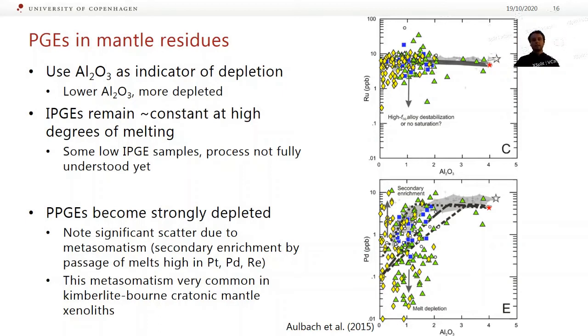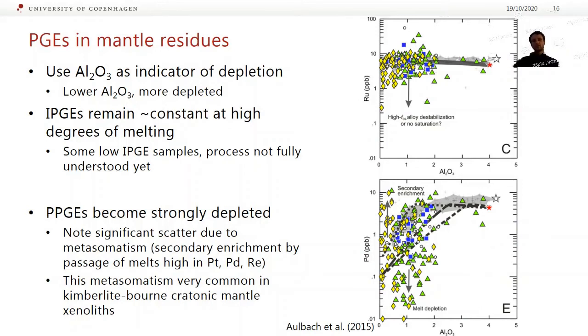But the ruthenium is compatible, and it's not really going anywhere. So the ruthenium content in highly depleted samples with low aluminium is actually pretty similar to enriched samples with high aluminium. There are a few samples that get removed to low IPG contents. The process isn't completely understood. It might be something to do with oxidizing melts passing through, but we're not going to worry about that.